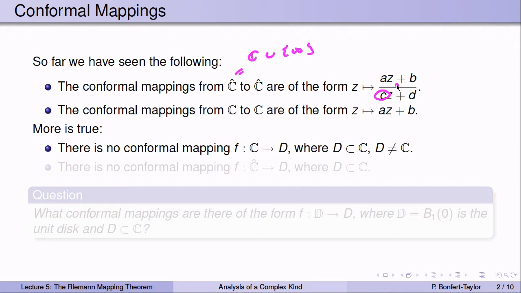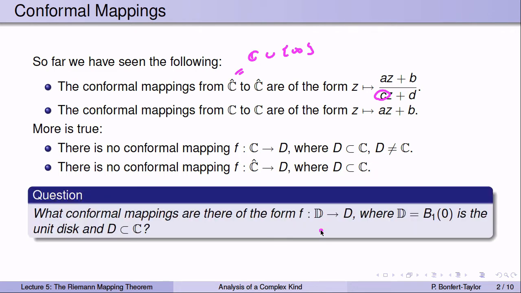More is true, in fact. There is no conformal mapping from C to a domain D where D is a subset of C and not equal to C. Furthermore, there's also no conformal mapping from C hat to anything that is contained in C. Therefore, we can ask ourselves the question, what other conformal mappings are there? So far, we've only seen the Möbius transformations. For example, what are conformal mappings that map the unit disk, which I denoted with a double bar D here, to some other set D that is contained in the complex plane?